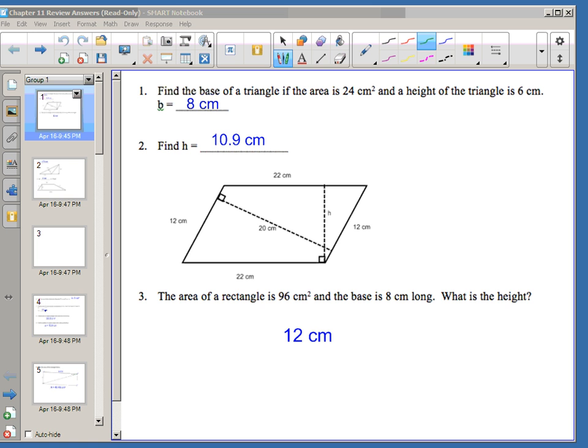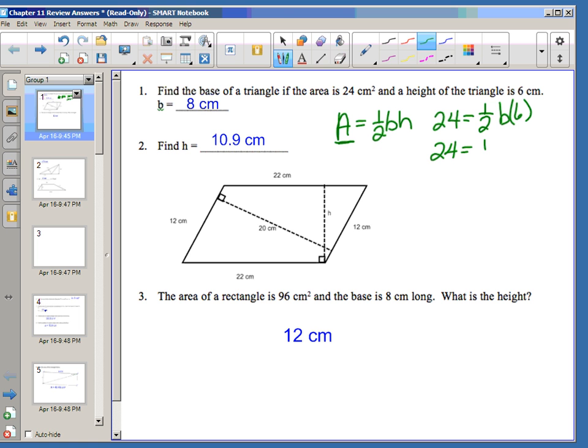All right, so number one says find the base of a triangle if the area is 24 centimeters and the height of the triangle is 6 centimeters. So what I'm going to suggest you do is you start with the formula, which is 1/2 base times height, or if you prefer, base times height divided by 2. And all you got to do is say, well, what do I know? I know the area is 24, and I know that the height is 6. So now I just have to solve.